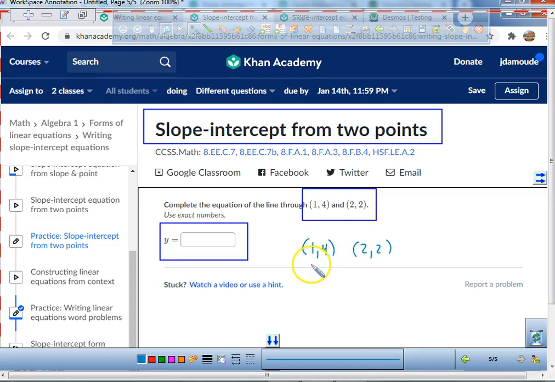This is how you would do it by hand. I'm labeling this x1 and y1 and x2 and y2. The slope formula that you will see on your formula chart will say y2 minus y1 over x2 minus x1. That's what it will say. So if I want to find the slope of this graph, this is what you would do.